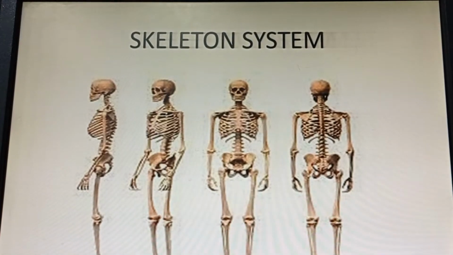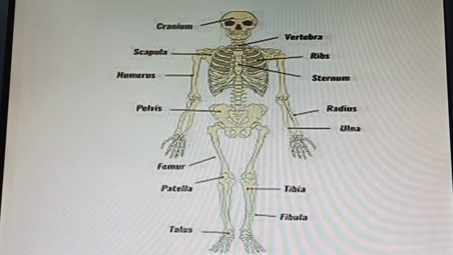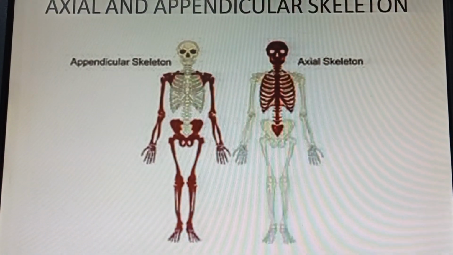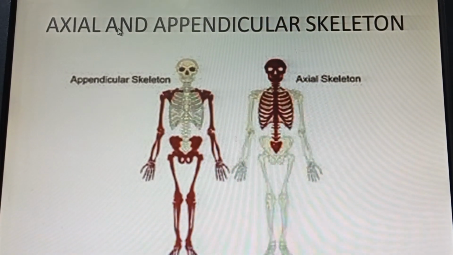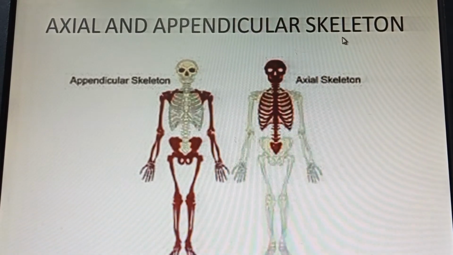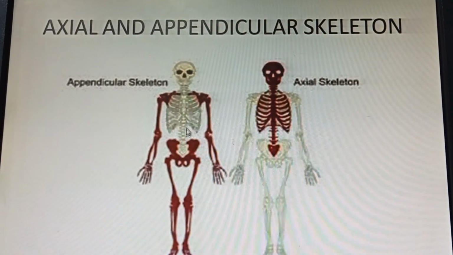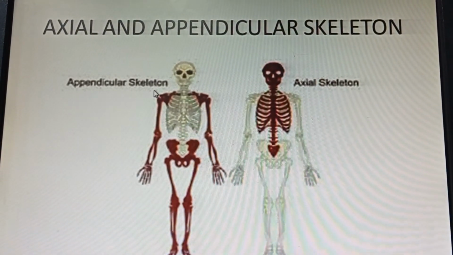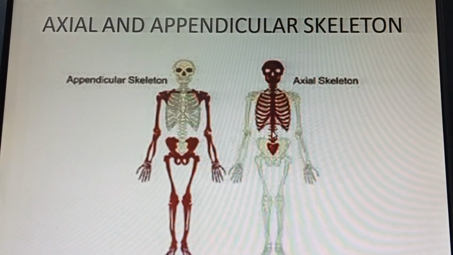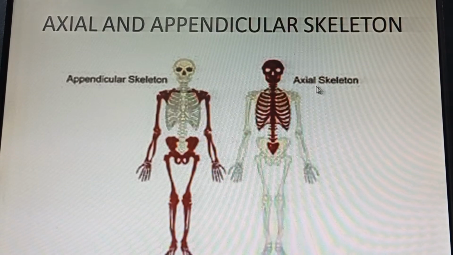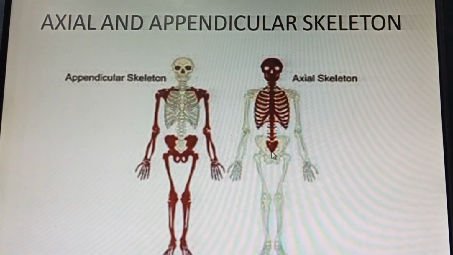In this video, we study about skeleton system. Skeleton system divides into two divisions, axial skeleton and the second one is appendicular skeleton. In this skeleton, highlighted bones are a part of appendicular skeleton like upper limbs, lower limbs, pelvic girdle and shoulder girdle. In this skeleton, highlighted bones are part of axial skeleton, head, thoracic cage, and this is at the back vertebral column.